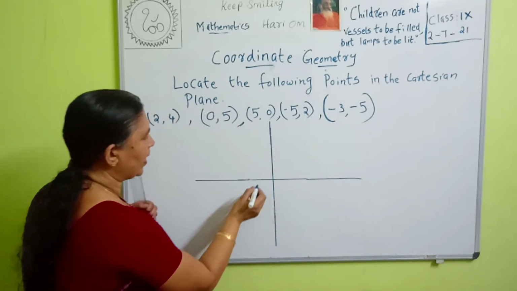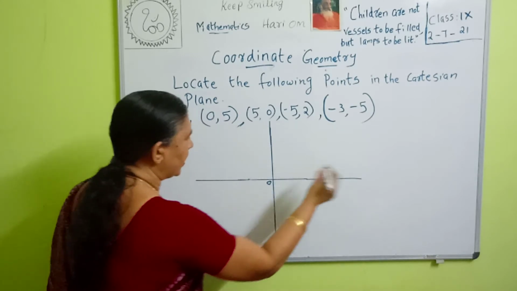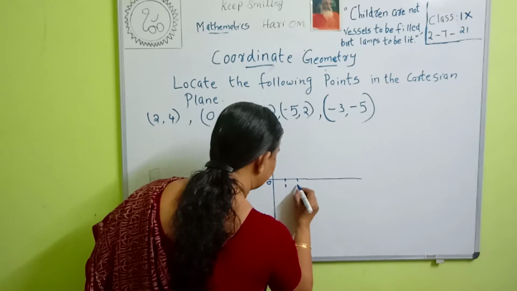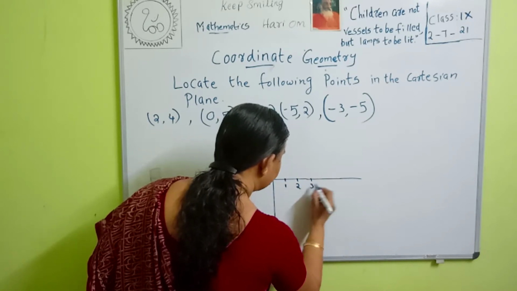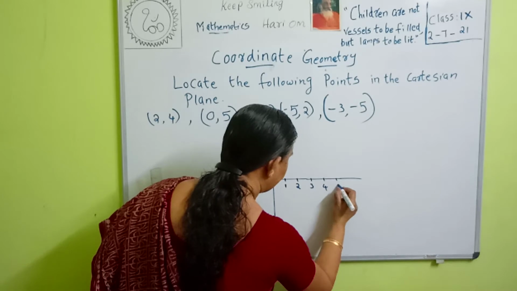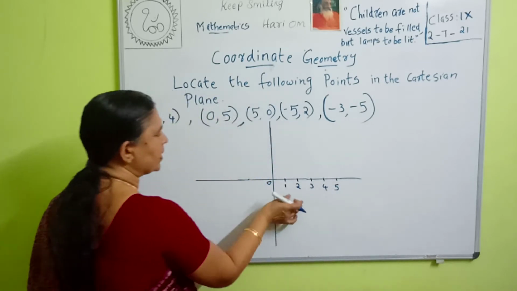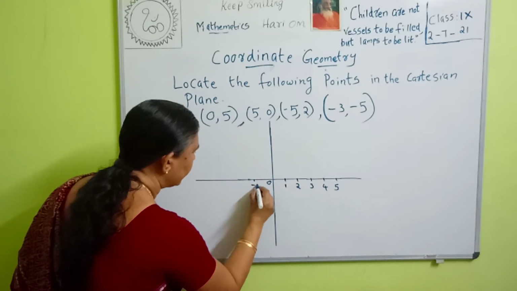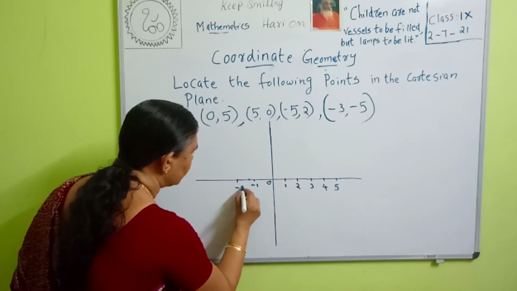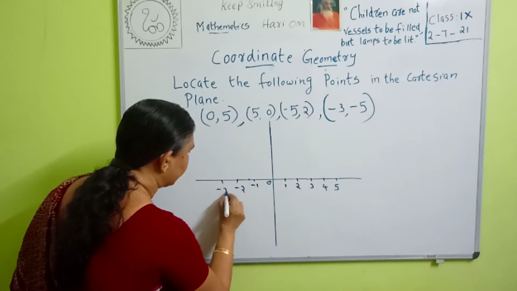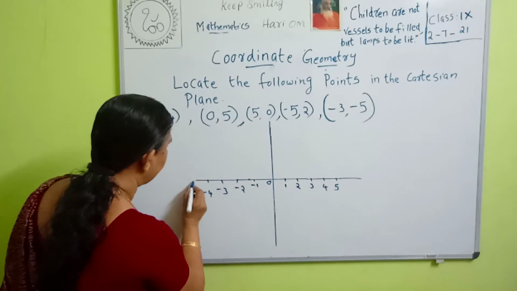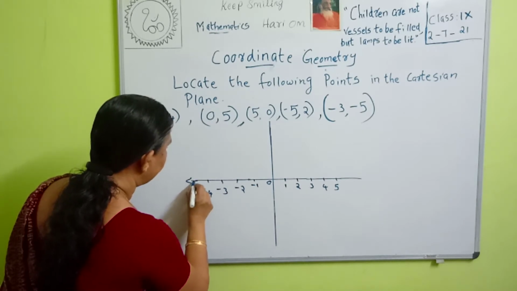Then here we write 0. On the right side we are writing positive numbers, at equal distances: 1, 2, 3, 4, 5. You take equal distance between these points. Here also we take minus 1, minus 2, minus 3, minus 4. Is there any minus 5? Okay, minus 5 also there. So here we write minus 5.